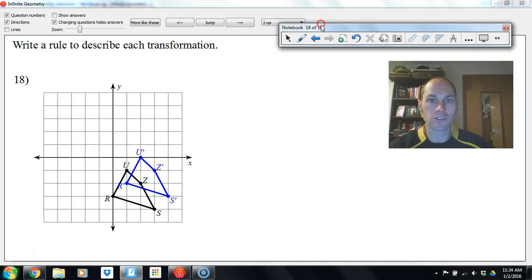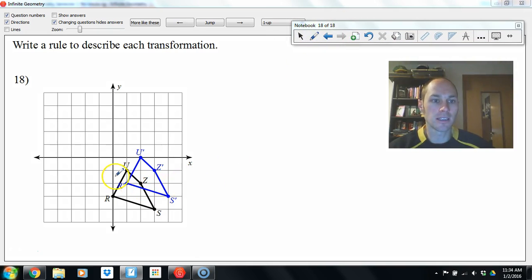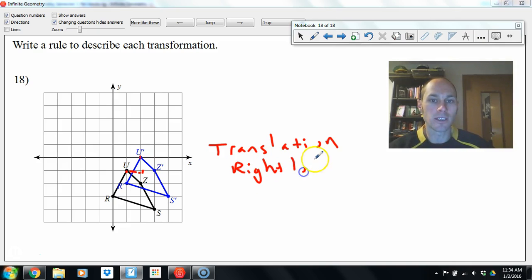Now let's write a rule to describe the transformations. You can see that this one's just moving. Okay, so this would be a translation. It's moving to the right 1 and up 1. So you could say right 1, up 1. And if we want to use arrow notation, be a little bit more precise, we could say, well, we start (x, y), and it becomes (x + 1, y + 1).